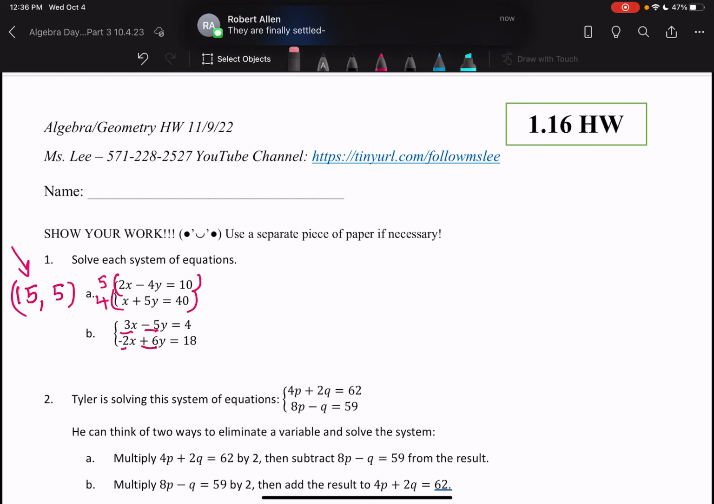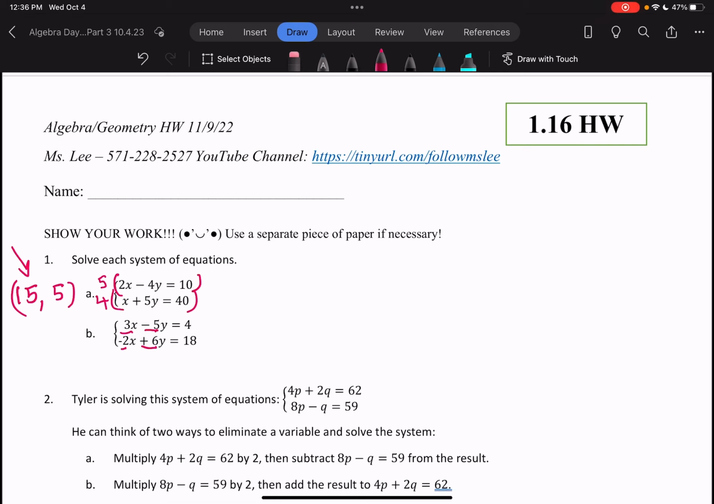Neither of them can easily be multiplied by something to cancel out. We have to look at the least common multiple here. So the least common multiple for 3 and 2 is 6, and that's a little bit smaller. For 5 and 6, it's going to be a larger number. And so I'm going to go ahead and use the 3 and the 2, and we're going to eliminate the x.